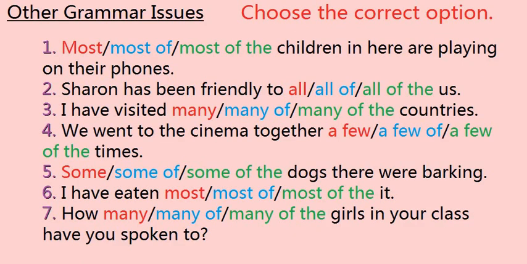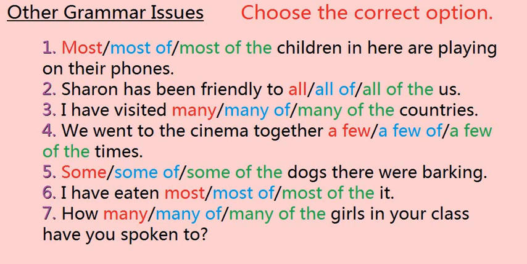And finally I have a few sentences, 7 sentences, where we can practice this. So in each case, choose the red, the blue or the green. Again, you can pause the video now, write down your answers, and we'll look at what it should be. So is the first one, most of, or most of the children in here are playing on their phones. 2. Sharon has been friendly to all of the, us.